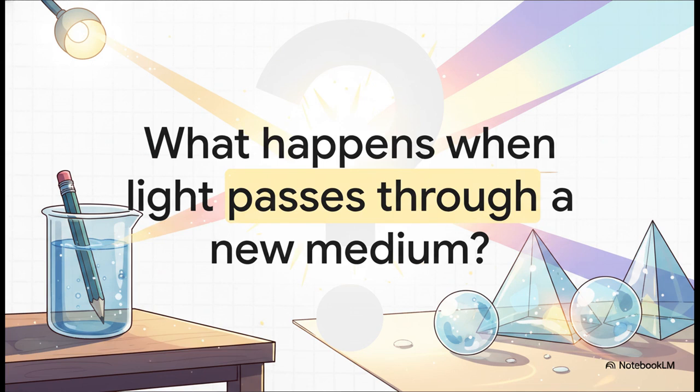But to leave you with a provocative thought, consider what happens when light actually enters a new transparent medium, like water or glass. Have you ever noticed that a pencil sitting in a glass of water appears to be disjointed or completely broken right at the surface line? Why does light totally change its direction when it crosses that invisible boundary?